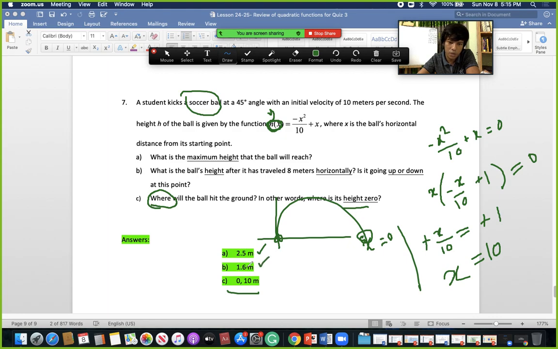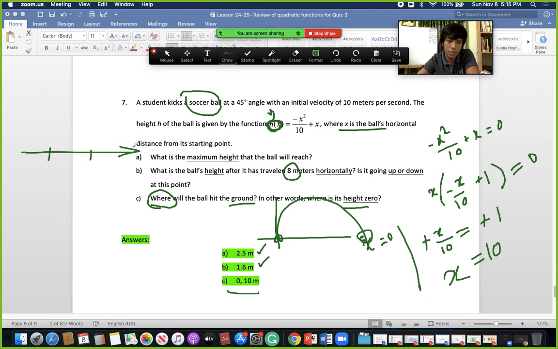And for this question 1.6, you see the horizontal distance is given as 8 meters. So we have to find the height. Horizontal distance is x. So we have to put 8 in the equation, then we'll get the solution. And then for where the ball will hit the ground, they are giving us an indication that h equals 0. Then we have to find out where. Where means the horizontal distance. That is the question.